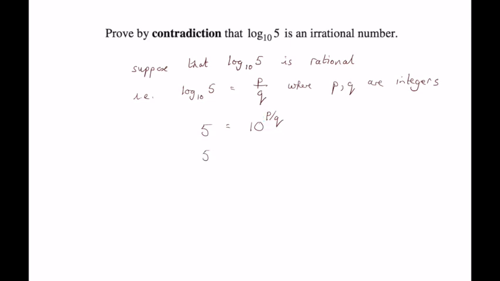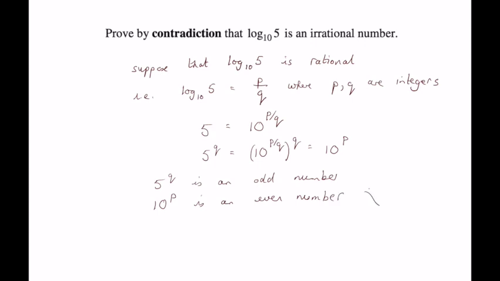Let's get rid of it by taking the qth power of both sides of the equation. And we get 10 to the power p over q to the power q, which is 10 to the power p. So 5 to the power q is 10 to the power p, but 5 to the power q is an odd number and 10 to the power p is an even number, which is an impossible situation. We cannot have an odd number equal to an even number, so we have a contradiction.